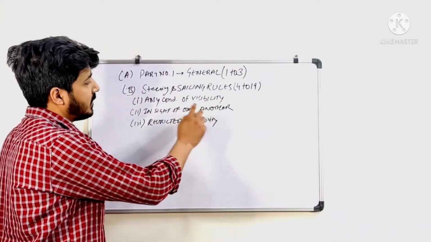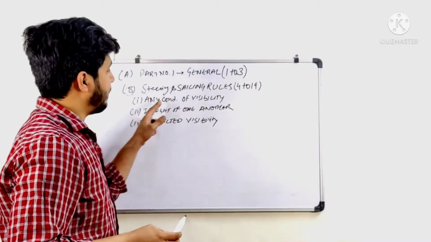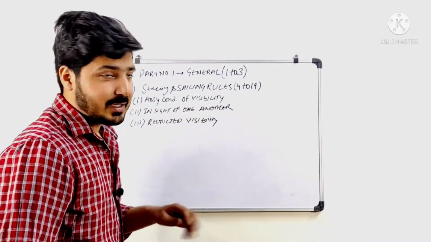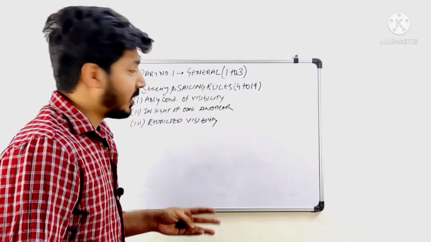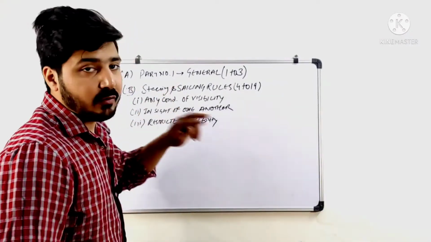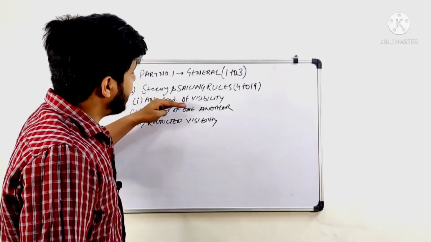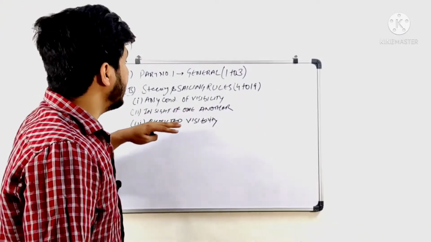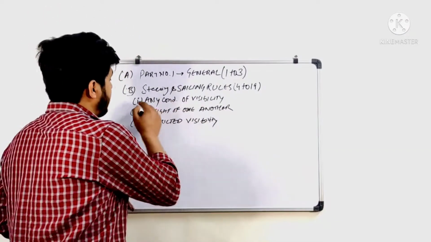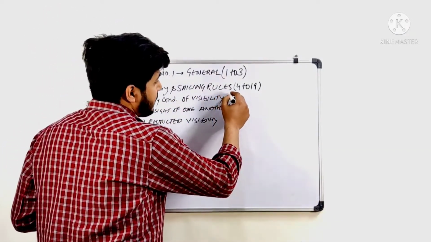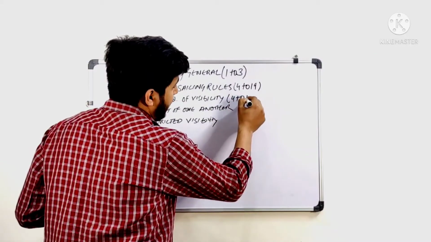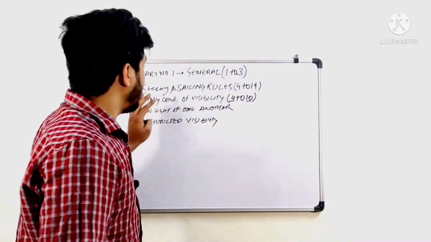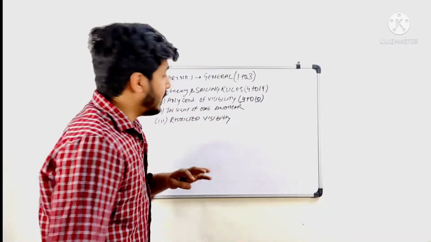First, any condition of visibility. It means these rules will apply in any condition of visibility, no matter what the visibility is. It is restricted, it is good, no matter what it is, these rules will always apply. So this subdivision is as per the visibility conditions. From the first subdivision we have rule number 4 to rule number 10. These rules will always apply in any condition of visibility.